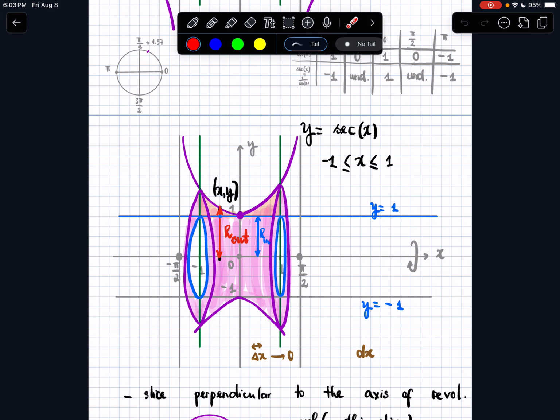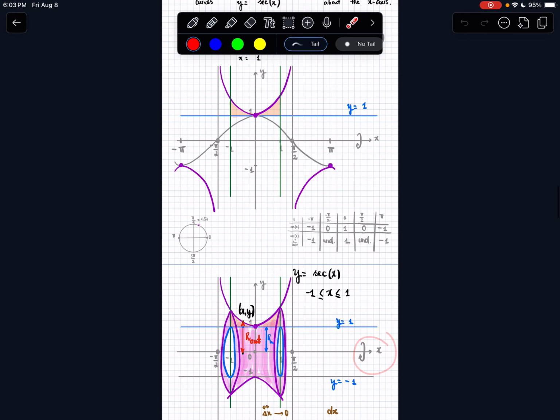Now we need to revolve this region about the x-axis. So by revolving this region about the x-axis, what we get is this solid.